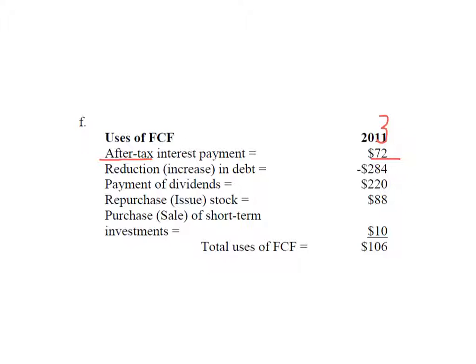The company can also use the money to pay off the debt. In this case, you see that between 2 years, the debt balance actually went up. So the company actually increased the debt. That means they borrowed more money. So that is why we are having a negative 284 here. That means the company did not use their free cash flow to pay off the debt. Instead, the debt balance increased, so they actually have more cash coming in as a source of their cash flows.